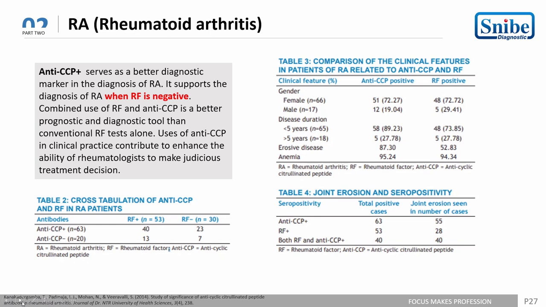The anti-CCP positive cases with RF positive were 40 and RF negative were 23, and the anti-CCP negative patients were false positive on RF 13 as compared to 7 negative. This is also a correlation, or a cross tabulation, of anti-CCP and RF in rheumatoid arthritis patients.